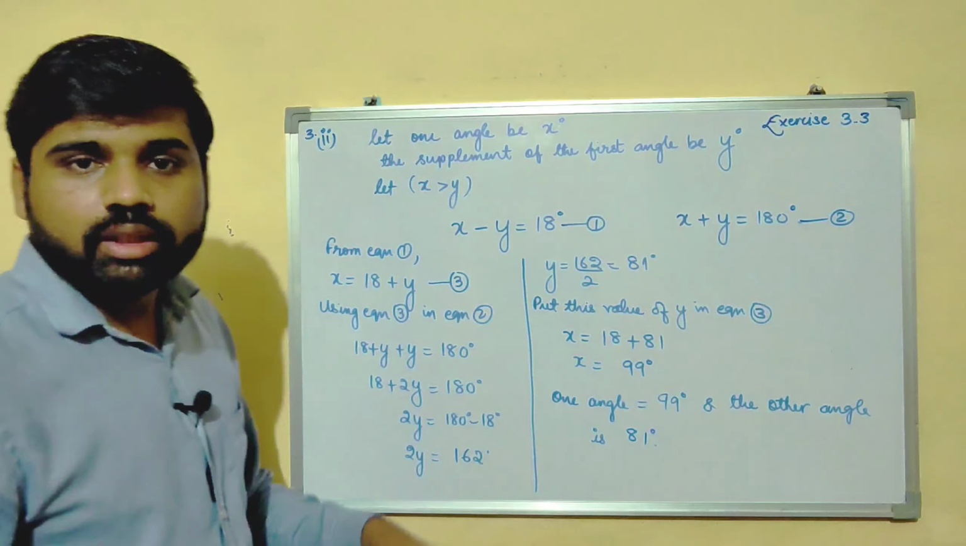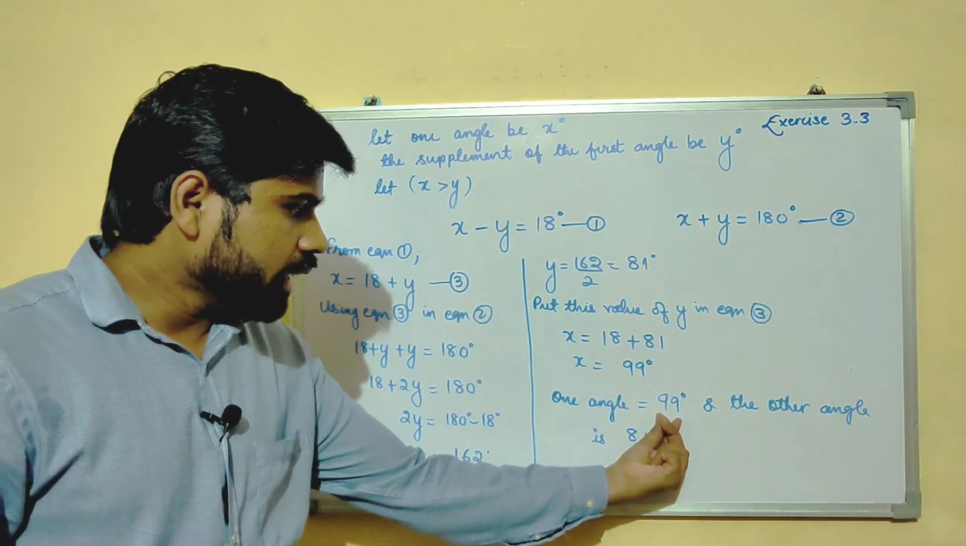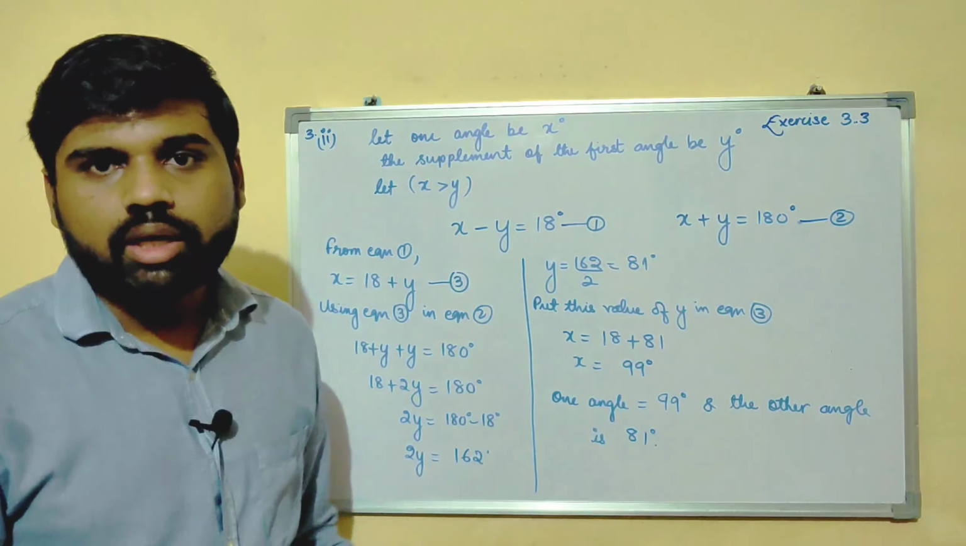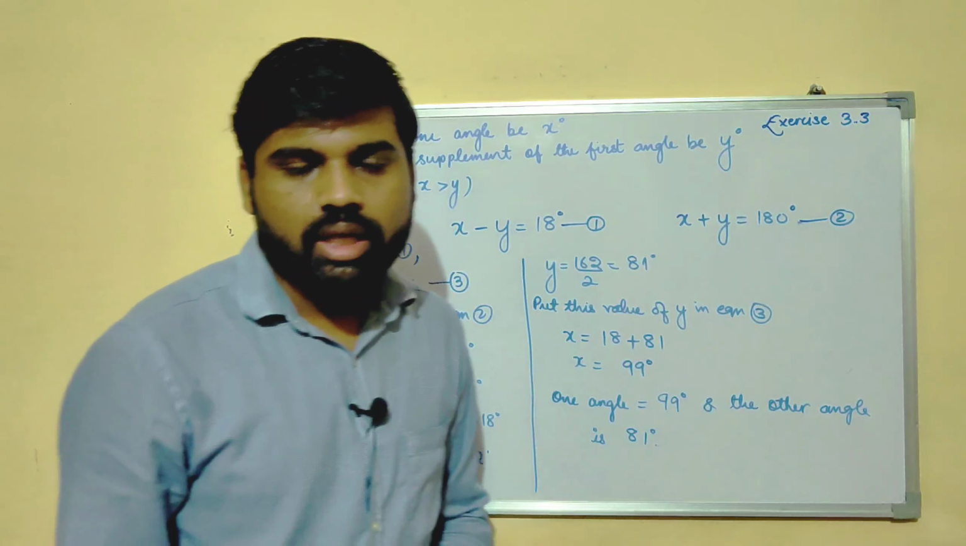Now you can confirm whether the answers are right or not by adding them. See, 99 plus 81 will be 180 degrees. That means our answer is correct.